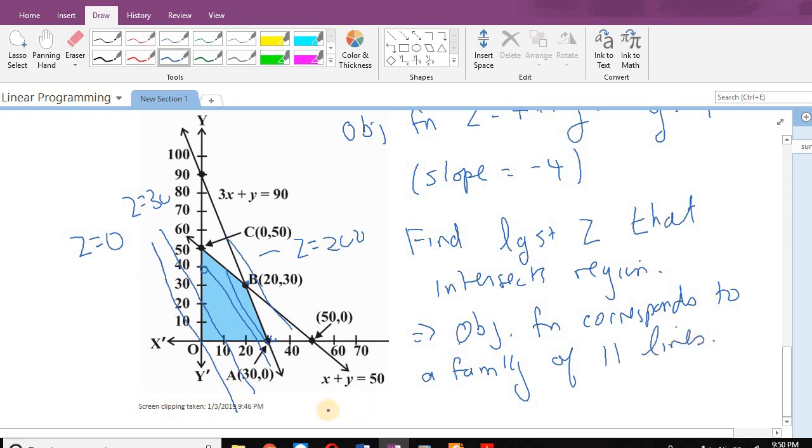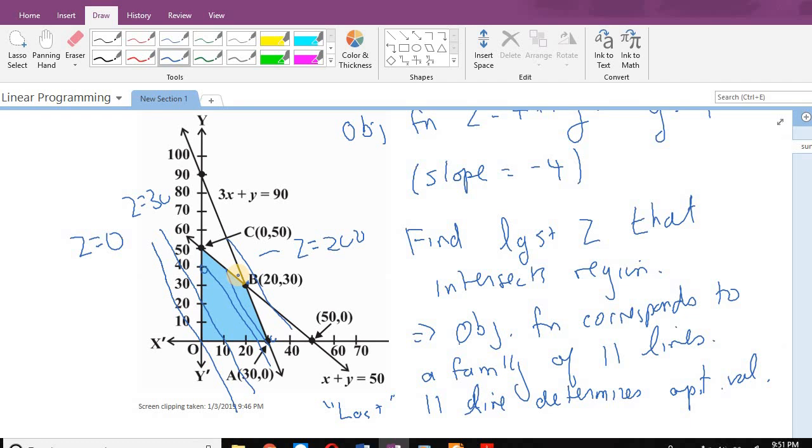Okay. And I can say it's the last parallel line that determines the optimal value. All right, it's the parallel line, the last one that I can make so it still intercepts the region, that is going to give me my optimal value. Now that might not have been quite as clear as I would have liked, but we'll talk about this point further. It's an important point we'll see again and again in this subject.